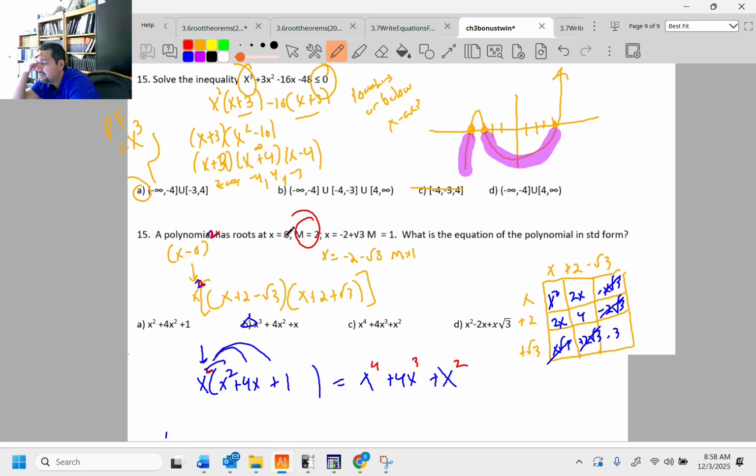But if I have 2 zeros here and I have 2 zeros here, it had to be x to the 4th. And that was the only one that had x to the 4th, now wasn't it? So choice C. Little skills like that can make or break your day.